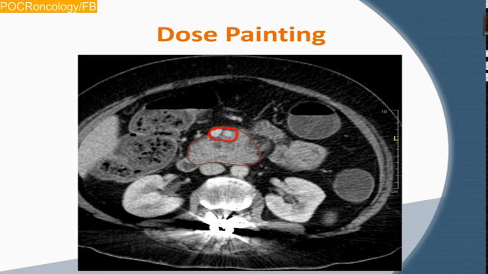It's been done for retroperitoneal sarcoma. They are bigger sarcomas, and when the surgeon expects there is an area that's going to be a positive margin, then we boost a lot of dose in that area. And it was very successful without any side effect.